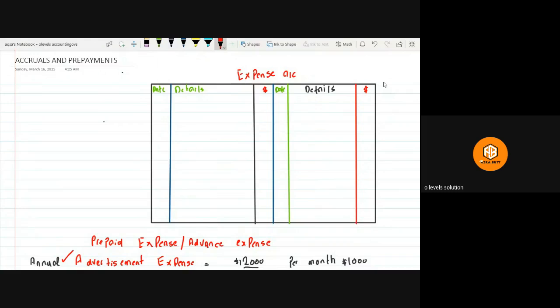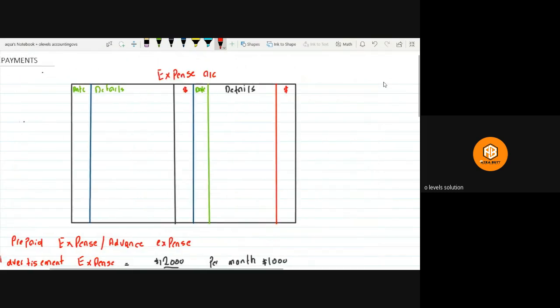First of all, now remember one thing: for the expense account, you should remember one mnemonic, and the mnemonic is P, A, A, P. The PAAP account.